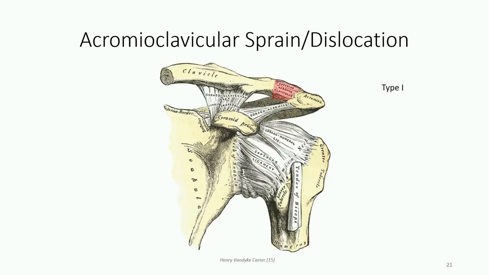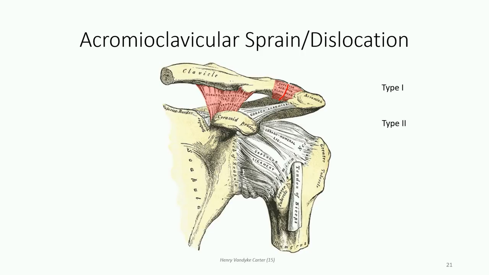In type 1, there is partial tearing of the joint capsule with little to no damage to the coracoclavicular ligament. In this instance, there is no visible deformity, but the patient presents with point tenderness over the joint capsule. In type 2 separations, there is full disruption in the joint capsule with incomplete tearing of the coracoclavicular ligaments.